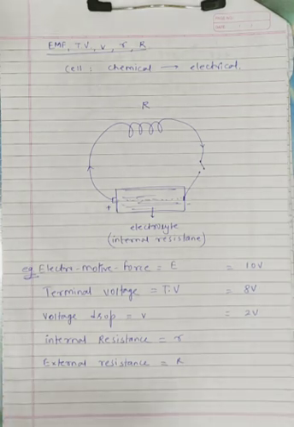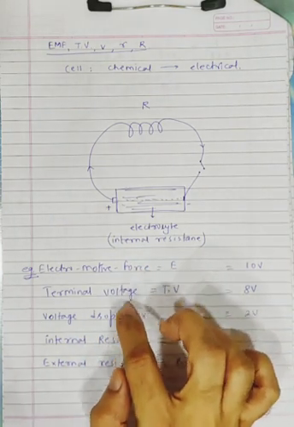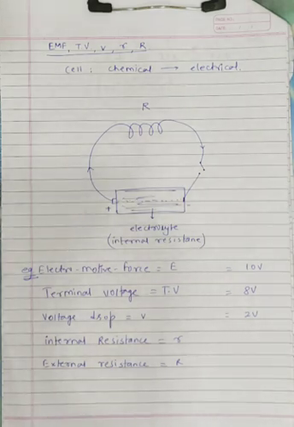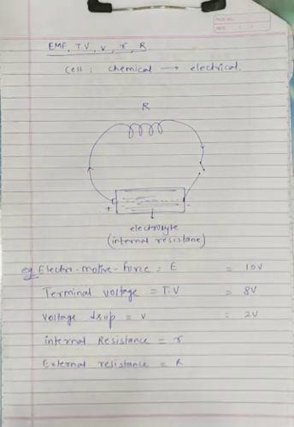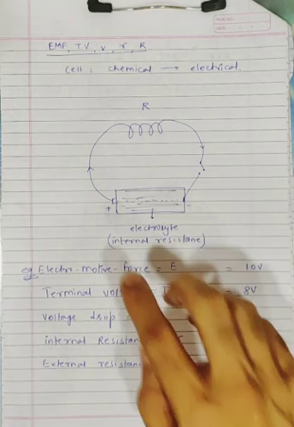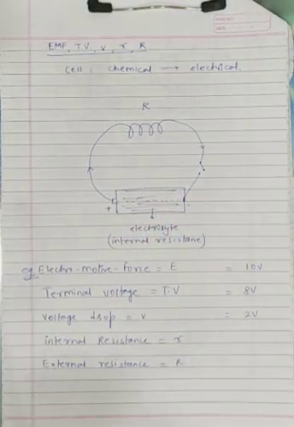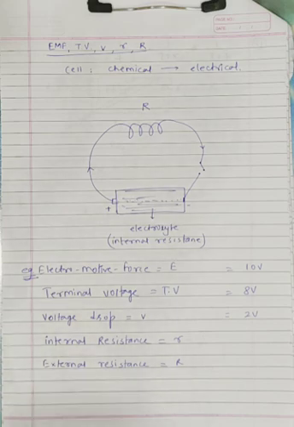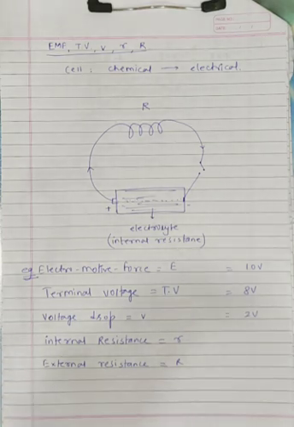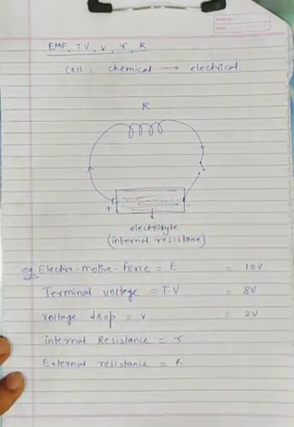Now in simpler terms, all these three, EMF, terminal voltage and voltage drop, are voltage only, or potential difference, but they are given these special names under certain special conditions. Meaning, if I ask you what is the voltage required to overcome only the external resistance, it's called terminal voltage. What is the voltage required to overcome internal resistance? Voltage drop.